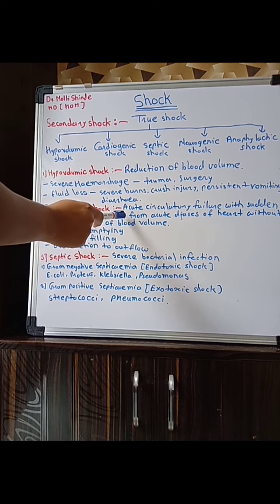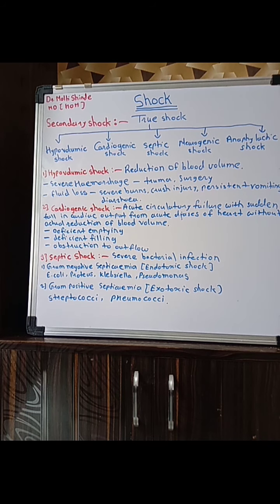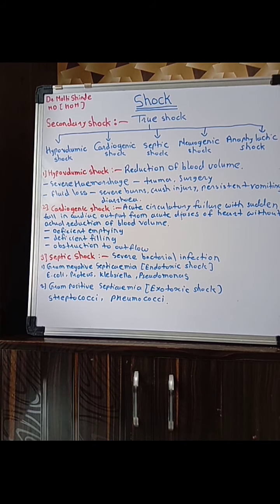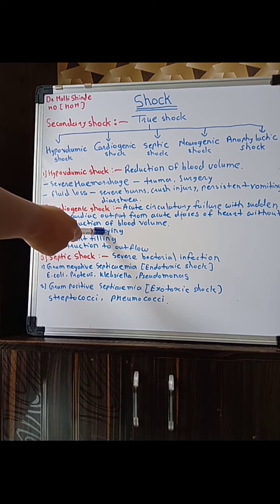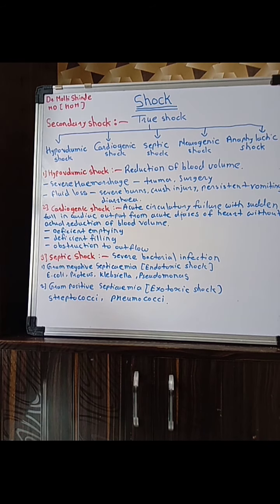There is actual reduction of blood volume in hypovolemic shock, but in cardiogenic shock there is no actual reduction of blood volume; the cardiac output decreases due to some acute circulatory failure, due to some acute diseases of the heart. This may be due to deficient emptying of the heart, deficient filling of the heart, or obstruction to the outflow of blood. In deficient emptying of the heart, the diseases are MI, that is myocardial infarction, rupture of the heart, or cardiac arrhythmias. These are the diseases related to deficient emptying, meaning the heart cannot empty properly.